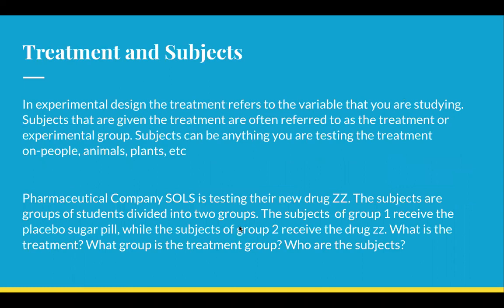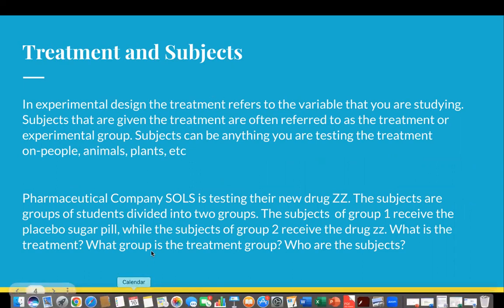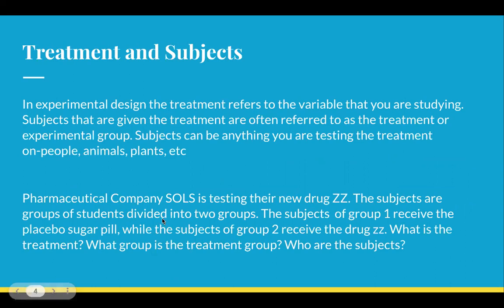So treatment refers to the variable that you're studying. Subjects are often given the treatment, and they're often referred to as either the treatment or experimental group. And subjects can be really anything that you apply the treatment to.